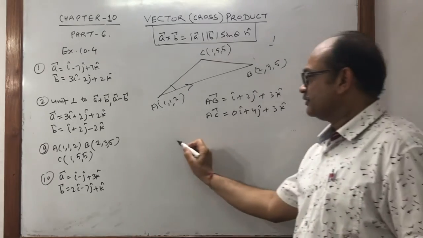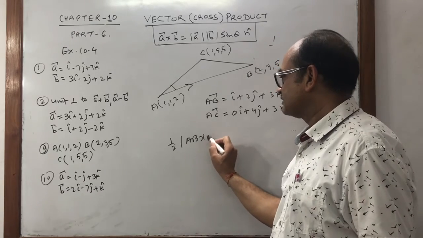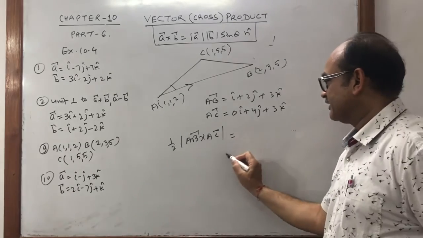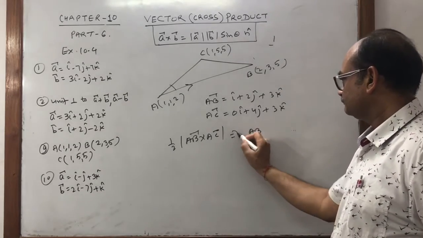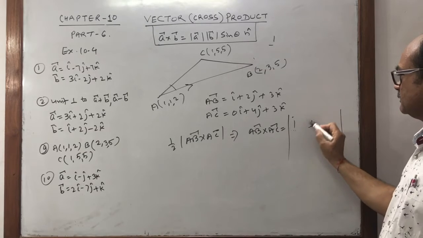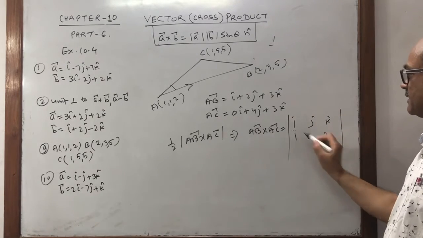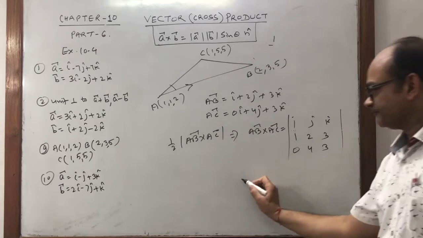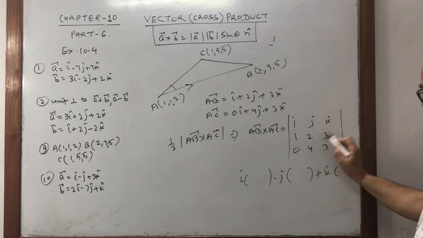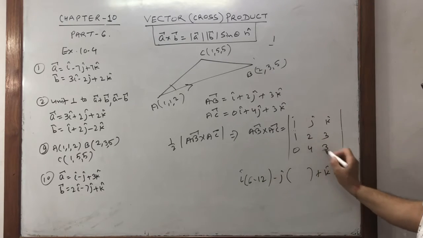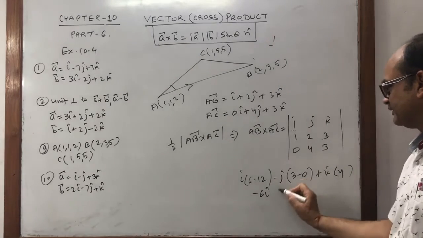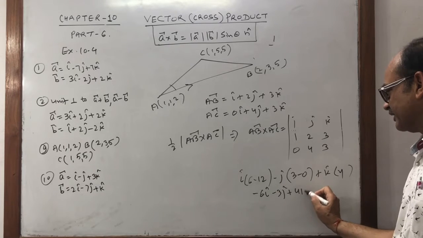And for this calculation, you know, the half formula: AB cross AC. So again we have to calculate AB cross AC. So first we'll calculate AB cross AC directly using the determinant, the same method. First row, second row, calculate I minus j plus k. So 6 minus 12, 3 minus 0 and the last 4. So the answer is minus 6i minus 3j and plus 4k.